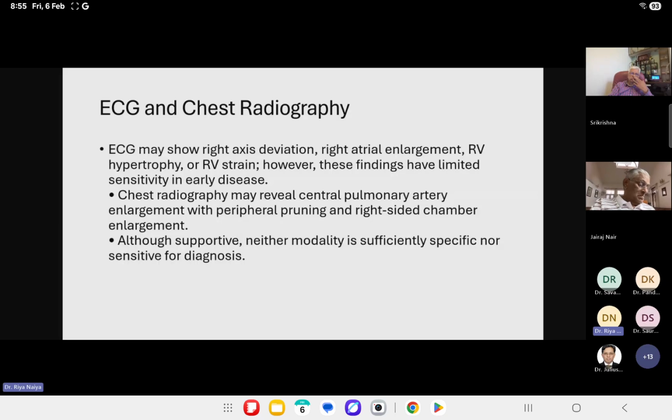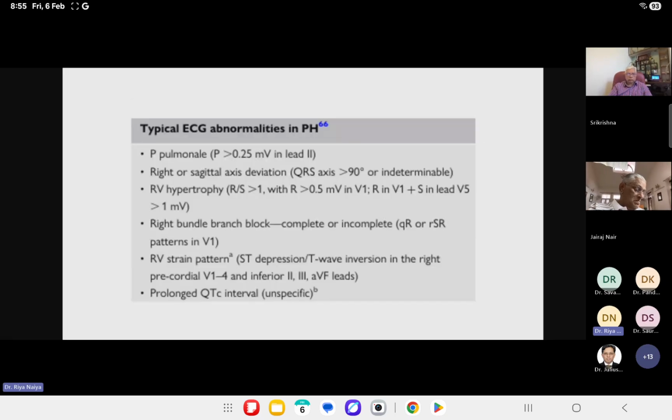We get P pulmonale, right axis deviation, RV hypertrophy, right bundle branch block, RV strain pattern, and prolonged QTc.